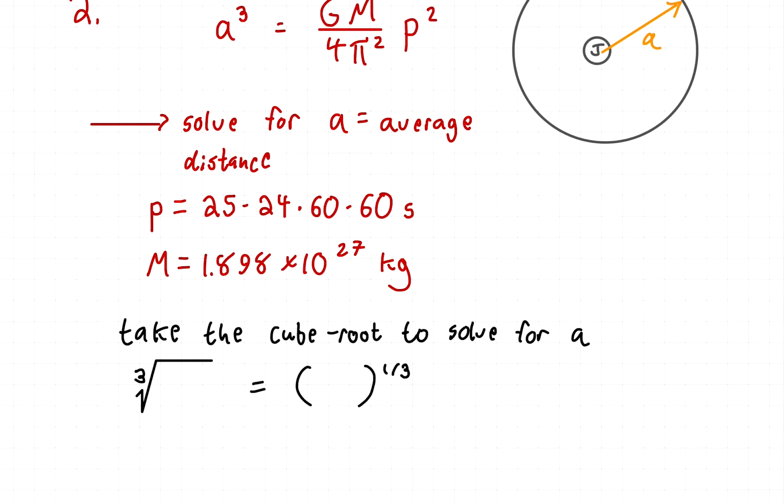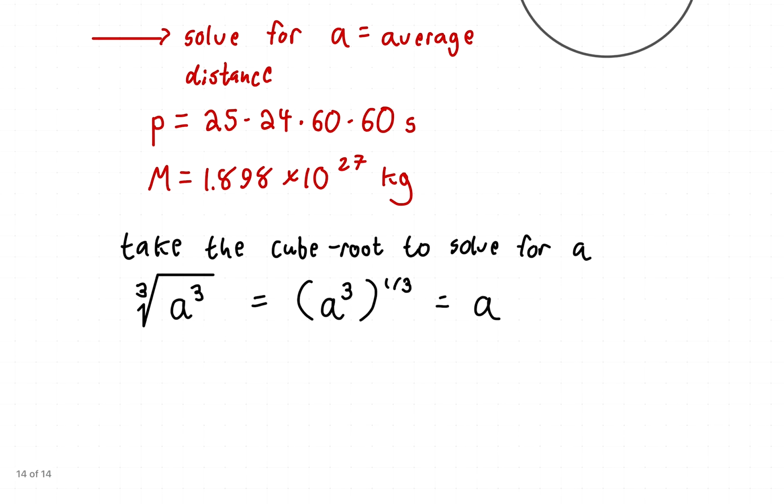Since we are trying to solve for a, we have a cubed, and we want to take its third root, whether we write it as a third root or as an exponent of 1/3, because those are equivalent. In each case, it undoes the cube, and what we get out of this is just a, because that's what we want.